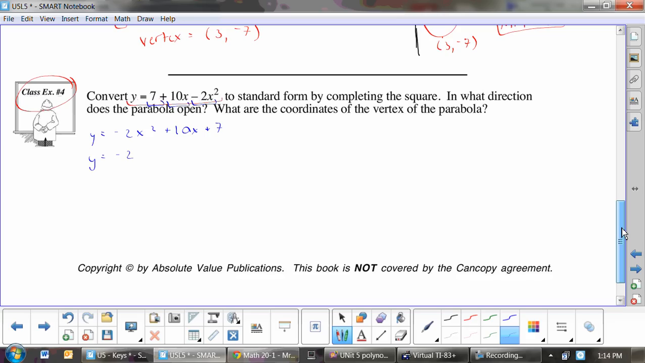So we go negative 2 (x squared minus 5x) plus 7. So remember that when you're taking negative 2 from 10, you get negative 5. Not positive 5. Yep, Shannon?